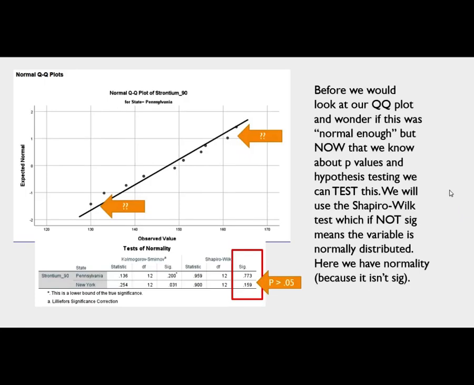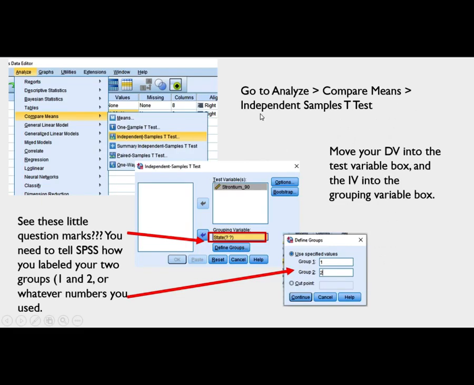Now before, we would look at our QQ plot and wonder if this one was normal enough, right? But now that we know about p-values and hypothesis testing, we can test this. We will look at the Shapiro-Wilk test to see if it's normal or not, and it's just like the Levene's test. If it is not significant, then it is normally distributed. And so we're looking at both states and we see they both are not significant. So we have normality because it's not significant. So once we've checked that, we know it's normal.